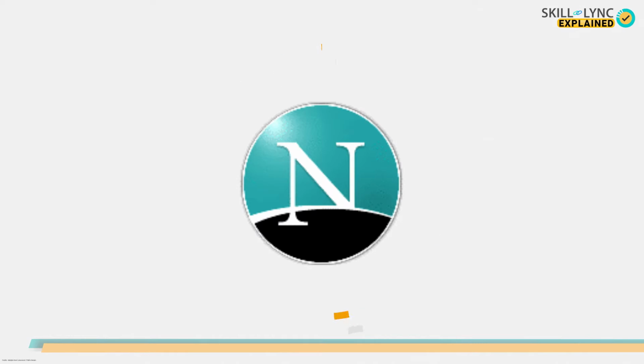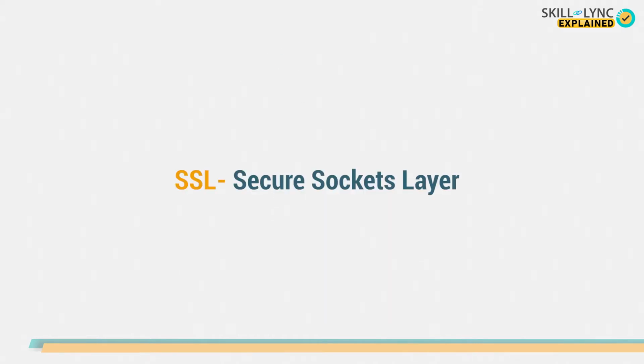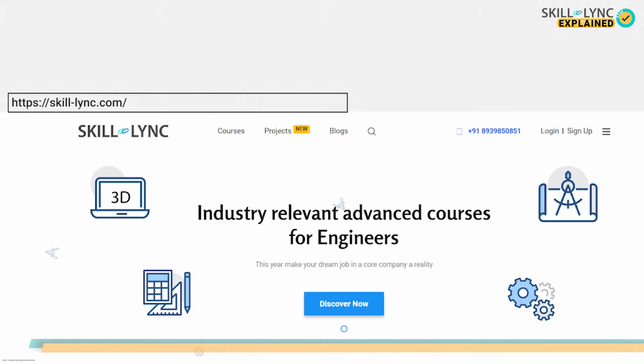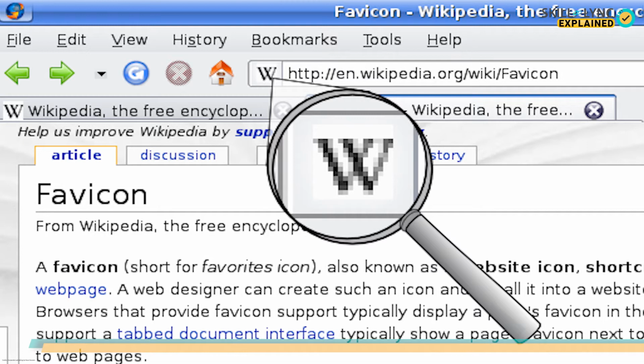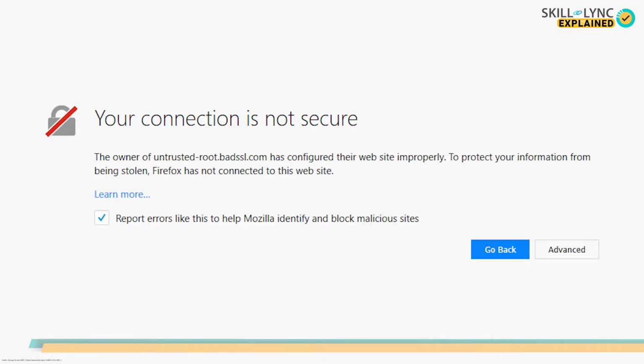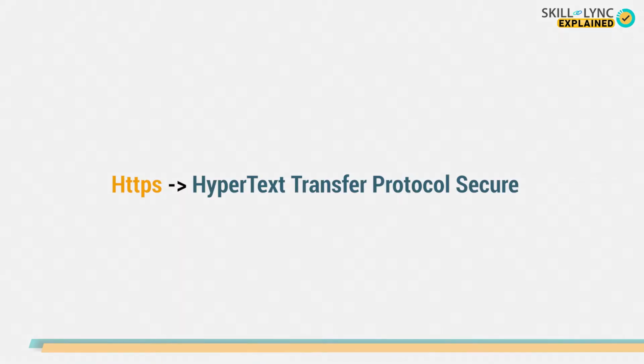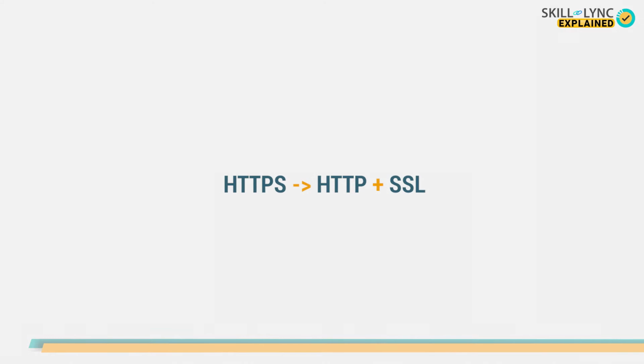To tackle this problem, Netscape Communications came up with the solution of SSL, which stands for Secure Sockets Layer. This is why you will often see this on your URL, and if the URL simply has HTTP, then you will have this warning on the screen. HTTPS stands for HyperText Transfer Protocol Secure and is basically HTTP combined with SSL.